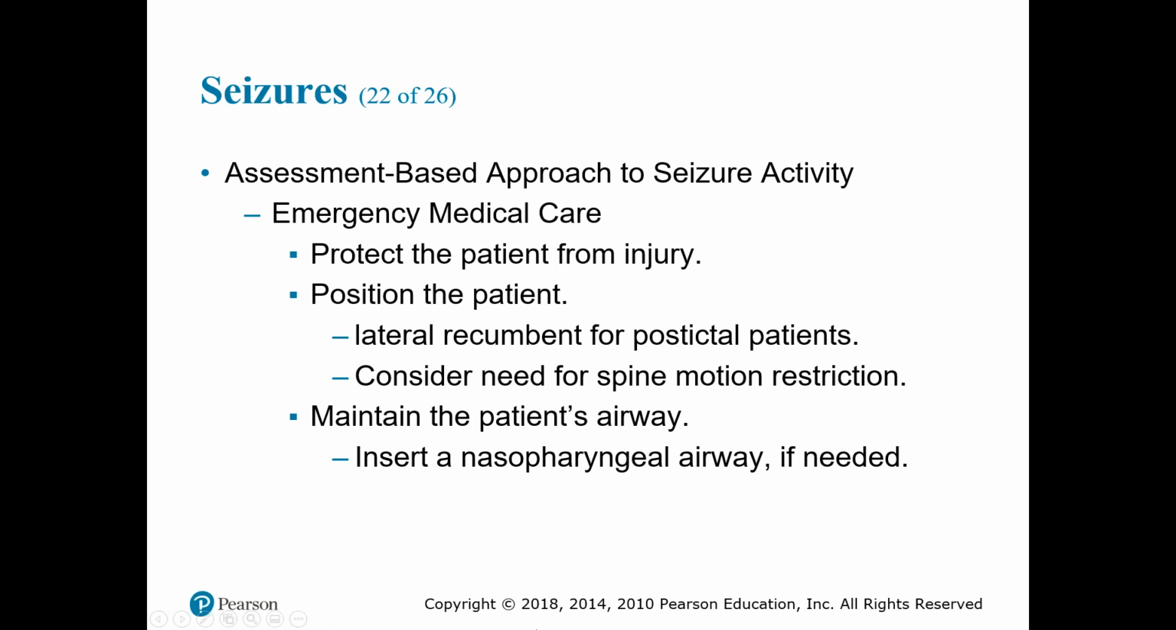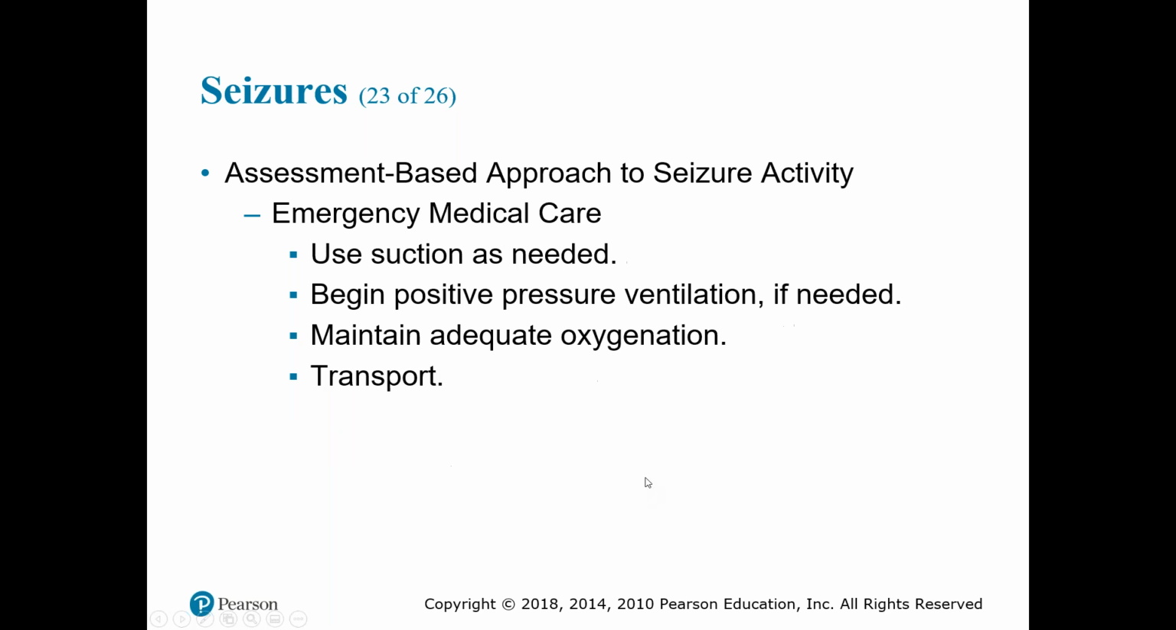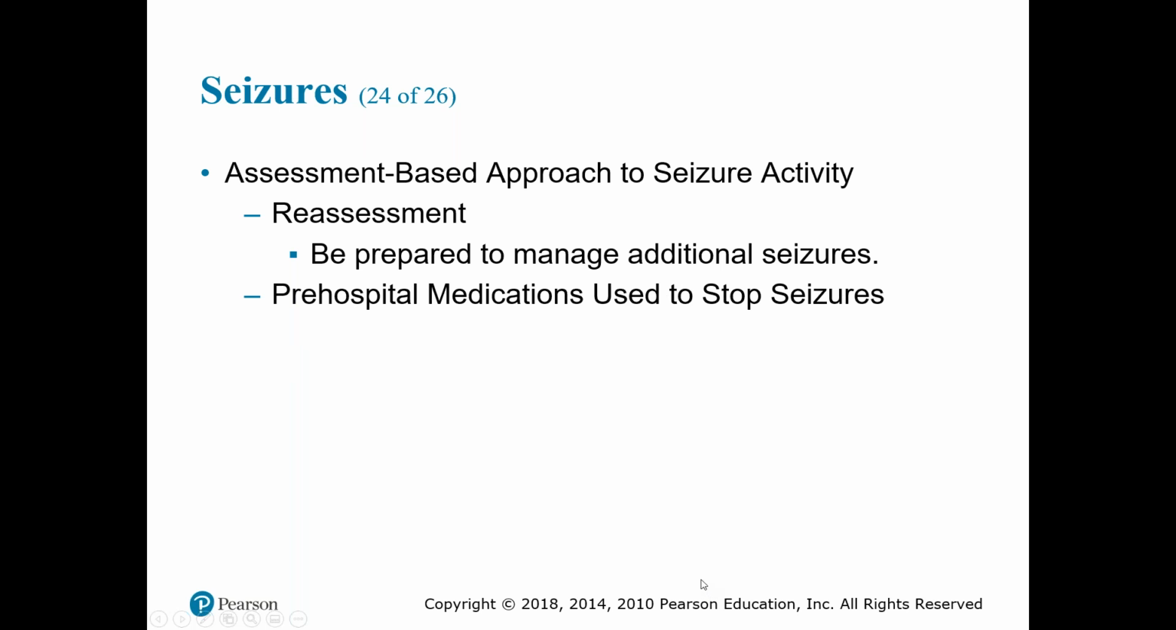We already talked about positioning the patient properly: get them in the left and or right lateral recumbent position, suction the airway as needed. If that patient needs airway support or if they remain unconscious in that postictal period, oftentimes they're going to snore because they can't remove their tongue away from the trachea. So this is where you're going to go ahead and insert the nasopharyngeal airway if needed at that point. We talked about our ABCs, very important: suction, oxygen, ventilations, transport as needed.